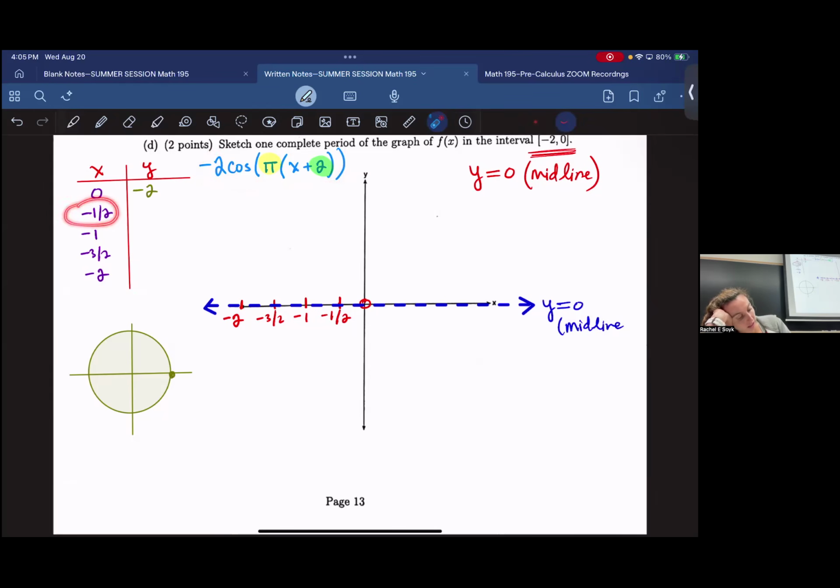What about -1/2? -1/2 plus 2 gives you positive 3/2. And then we get 3 pi over 2. And what's cosine of that? 0. And so this whole thing goes to 0 times -2 is 0. For -1, -1 plus 2 gives you 1. Cosine of pi gives you 1.